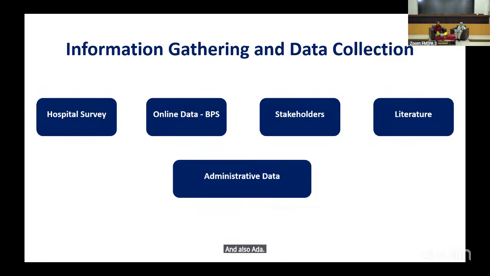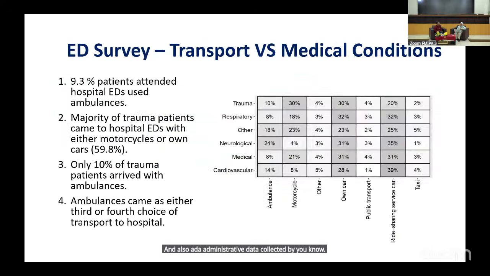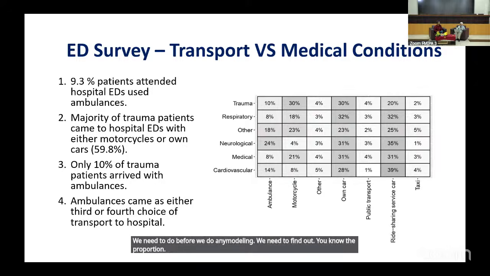And also other administrative data. From the survey, we can find that less than 10% of people who attended the ED actually used an ambulance. So many people don't use an ambulance even with trauma cases. Okay, so the ambulance comes as a third choice or fourth. They use a motorcycle, their own car, Grab car, Go-Car, or public transport. But sometimes their conditions are not suitable for going by motorcycle. And this is something we need to do before we do any modeling. We need to find out the proportion of people who travel using an ambulance and not, things like that. And we're going to use this later for our simulation modeling.